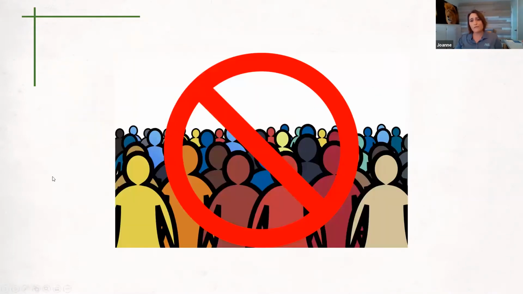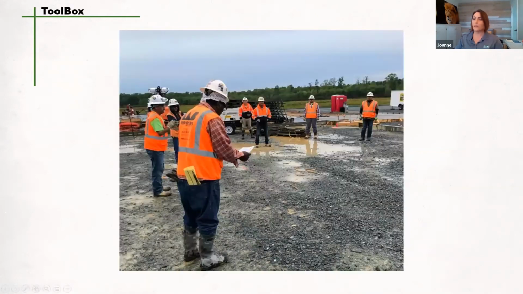You also want to avoid large groups. You want to keep gatherings at a minimum. If needed, you may need to break up into smaller groups as part of your job and for your meetings and so forth. So here we have an example of a toolbox meeting in the morning. You can see that it's outside, an open area, which you want. Looks like everybody is 6 feet apart. However, you can still hear each other, have a conversation, and discuss the health and safety concerns of that day.